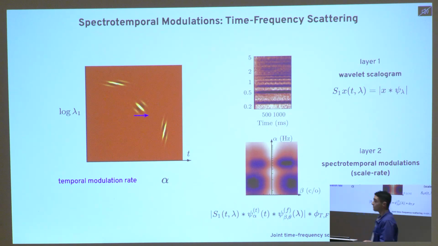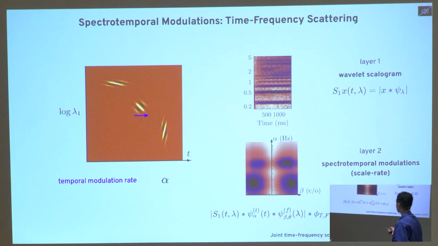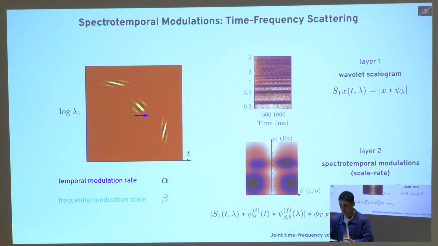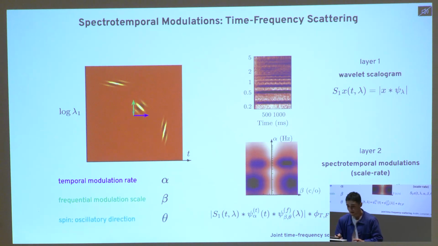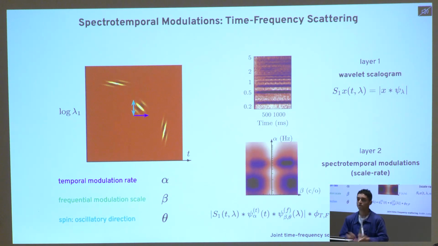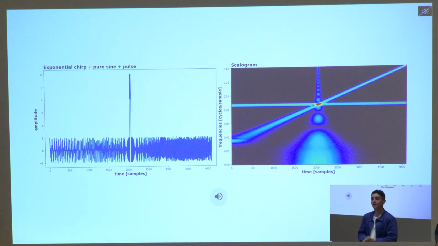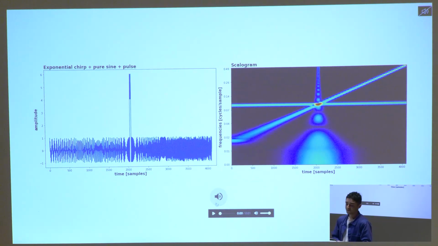So we can interpret these filters in terms of their selectivity to temporal modulation rate in the signal, frequential modulation scale, and the spin, which determines whether the frequential modulation is upward or downward. So, an example of a signal and how we can analyze it with time-frequency scattering. Let's hope we can hear this. This signal is an exponential chirp mixed with a pure sinusoid and a pulse.